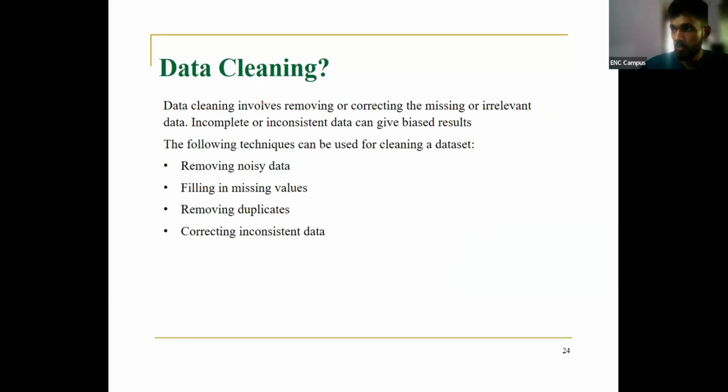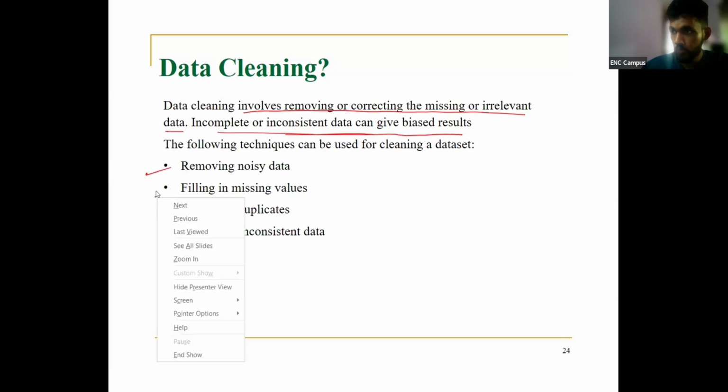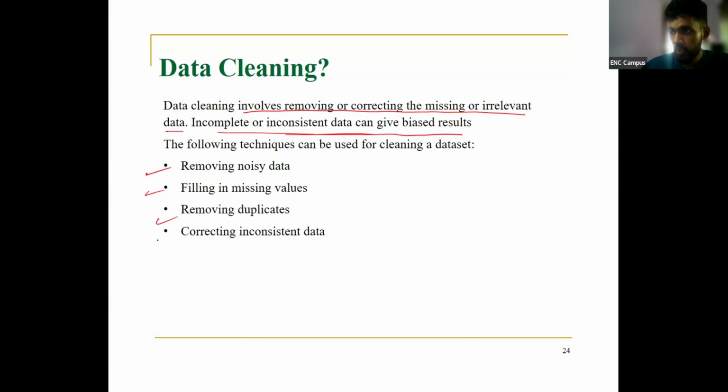Data cleaning involves removing or correcting missing or irrelevant data, incomplete or inconsistent data that can give biased results. So the following techniques can be used to clean a data set: remove noisy data, fill missing values, remove duplicates, and correct inconsistent data.